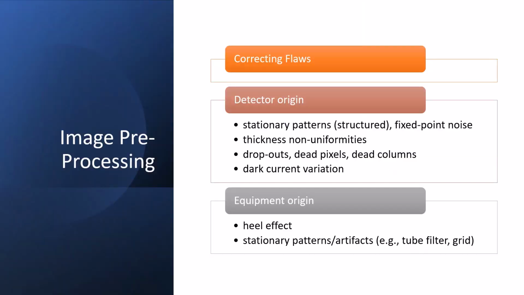The vendor's pre-processing of the images allows them to correct for any flaws from the detector origin or the equipment origin. In this process, we use stationary patterns for fixed point noise. We adjust the thickness on non-uniformities within the detector. We check the detector for dropout or dead pixels or dead columns and correct those. And we adjust the dark current variation. The dark current is the current that is always on the detector, so we have a homogeneous background.